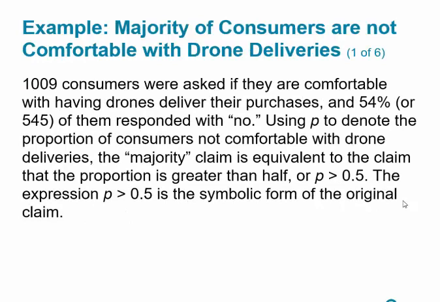So, for example, a majority of consumers are not comfortable with drone deliveries. 1,009 consumers were asked if they were comfortable with having drones deliver their purchases, and 54% of them responded with no. Using P to denote the proportion of customers not comfortable with drone deliveries, the majority claim is equivalent to the claim that the proportion is greater than half, or P is greater than 0.5. Now, the expression P is greater than 0.5 is the symbolic form of the original claim.